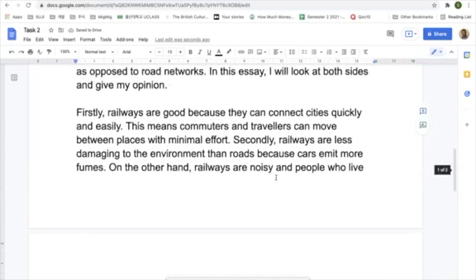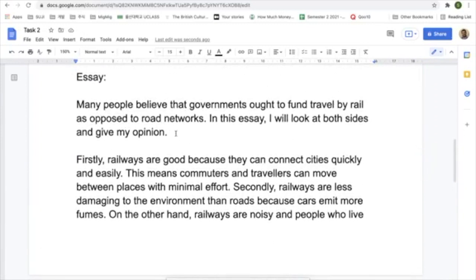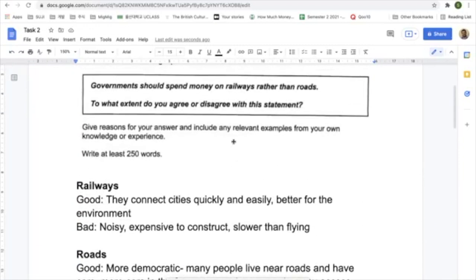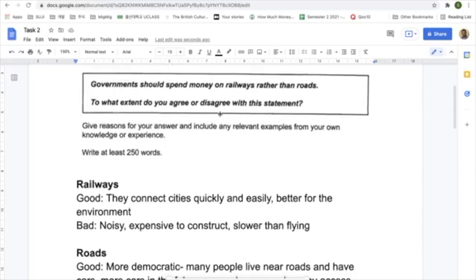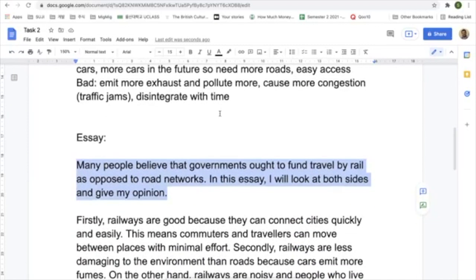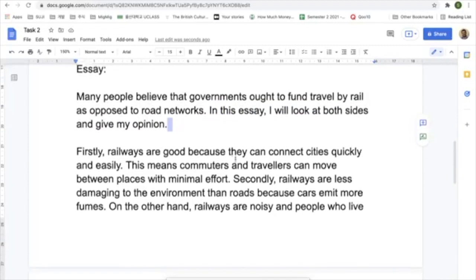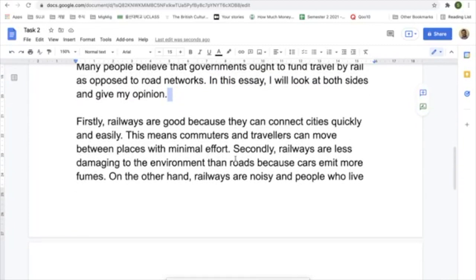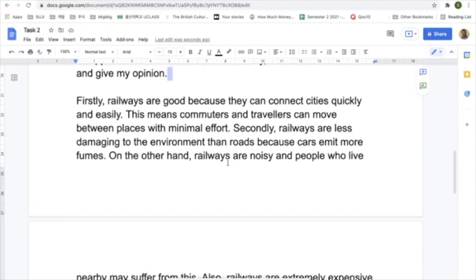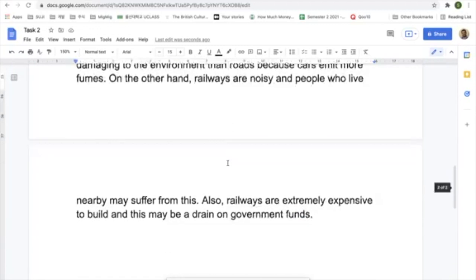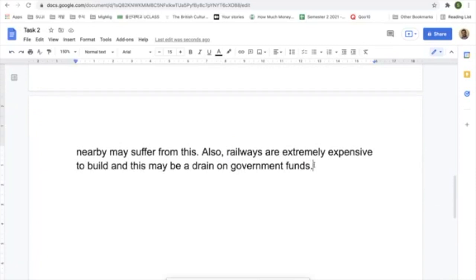So that's my first paragraph. I've got my introduction. Remember what we did with that, guys? We took the first line of the question, we rephrased it, we paraphrased it, we used synonyms, and then we gave a little second line about what you're going to do in the essay. Then my first paragraph here is talking about railways and the good and bad points, and I'm going to move on and talk about the good and bad points of roads.